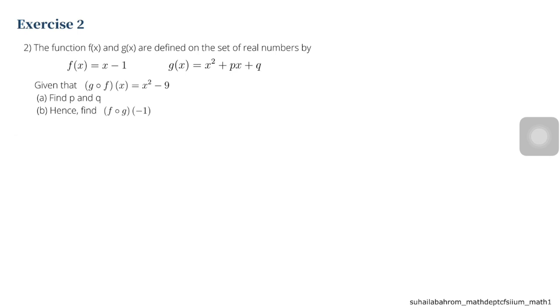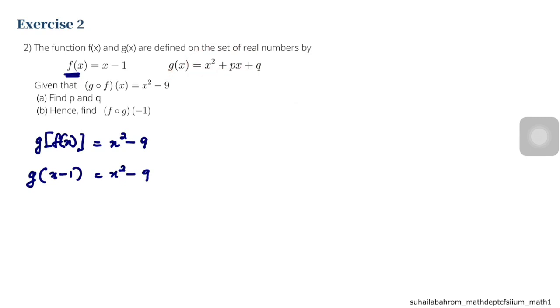From the composite function, let us put our composite function here. Our composite function, which is g composite with the function f, is equivalent to the given x squared minus 9. And then for g, we have the inner function f, so substitute the inner function, which is x minus 1, and it is equivalent to x squared minus 9. So g of x minus 1 is equivalent to x squared minus 9.